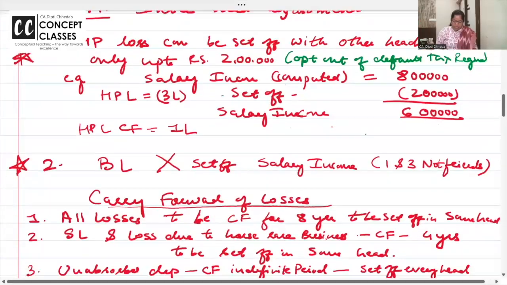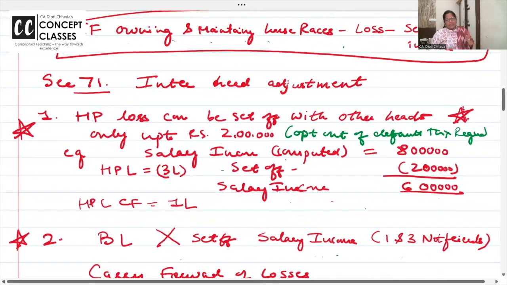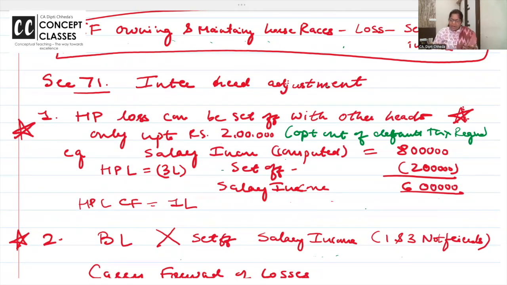Second additional rule is business loss cannot be set off in salary. 1 and 3 are not friends. Okay. So these are the points you have to remember. I'll repeat from the notes. Now, inter-head we did, intra-head. See, within intra-head we tried, then we took the help of neighbors. Still there is loss. House property loss, I tried to set off with others just now up to 2 lakh.